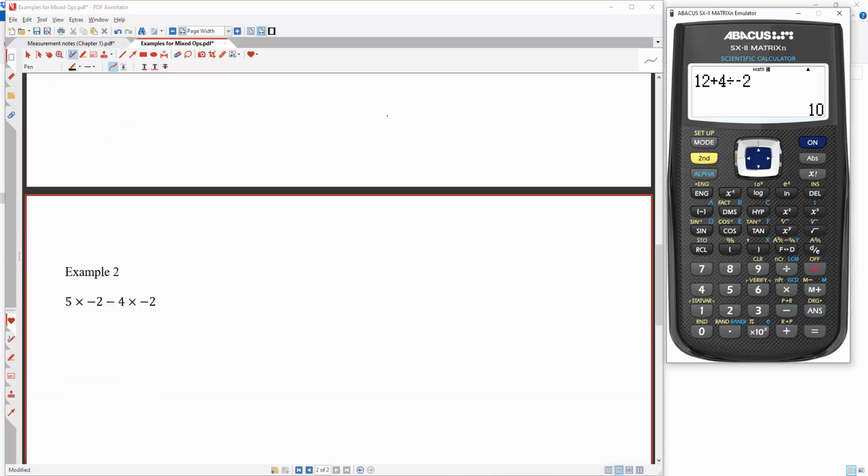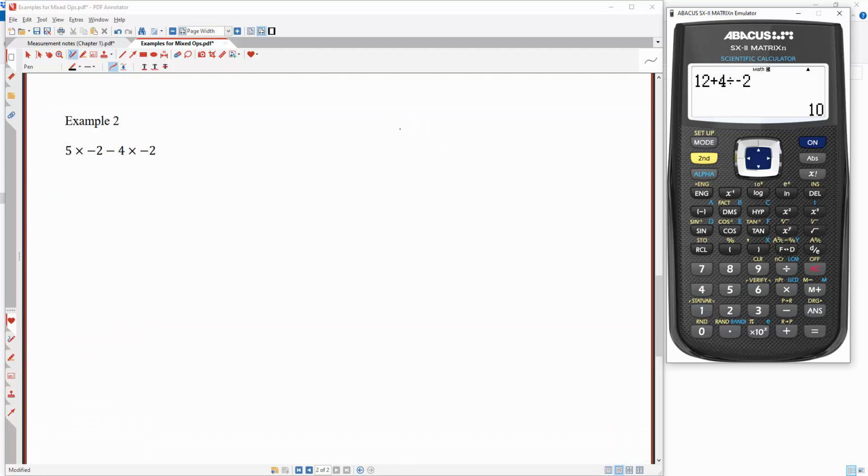Alright, so for the next example, let's have a look at this one here. So what I can see is we've got 5 times -2, we're removing 4, and we're multiplying by -2. So what I'm going to do first is this multiply. I've got a positive times a negative, which will give me a negative. 5 times 2 is 10, and I rewrite the rest.